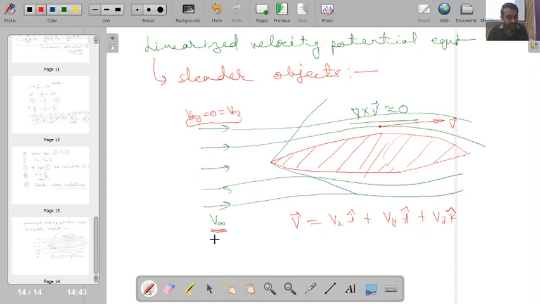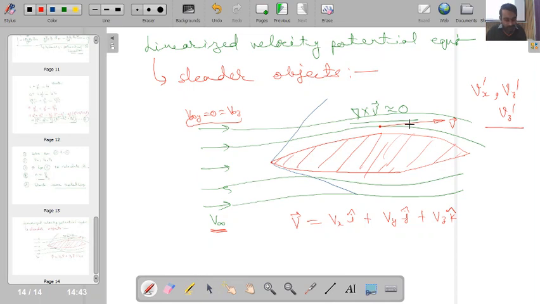So if I say that after placing the object, my changes, or perturbations, in the velocity field are vx dash, vy dash and vz dash, then vx dash, vy dash and vz dash are nothing but the changes in the velocity field when I have introduced this object over here.